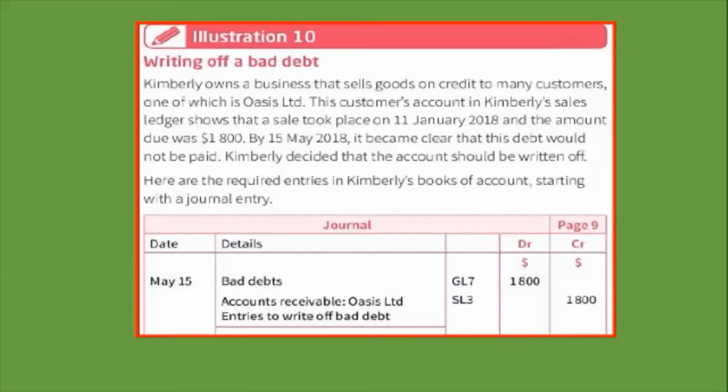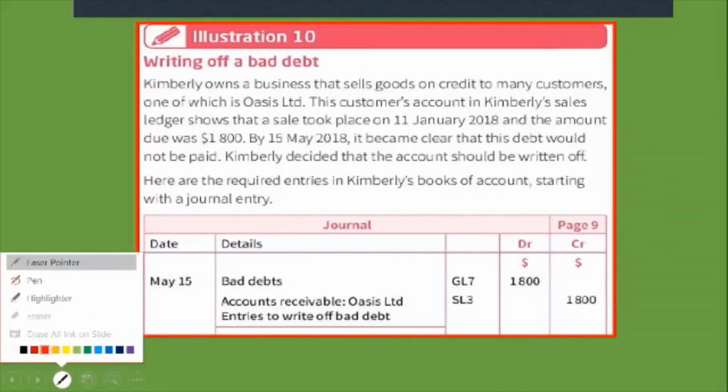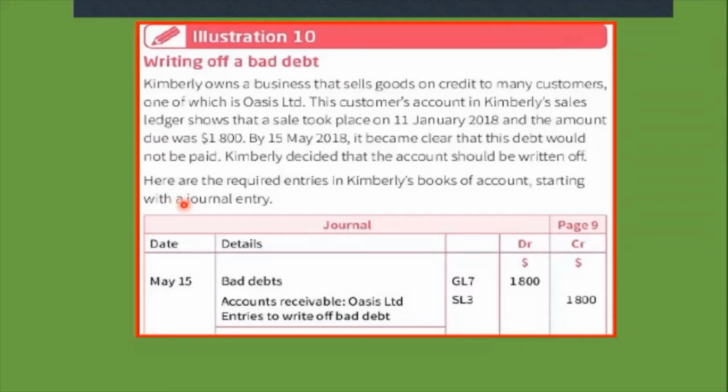Okay, so the first place you record the bad debt is usually in a journal entry. That's the first book of original entry. In the general journal, also called the journal, we'll make a general journal entry. We debit bad debts, 1,800. That's the 1,800 from here. And we credit the customer's account, accounts receivable, Oasis Limited, 1,800.